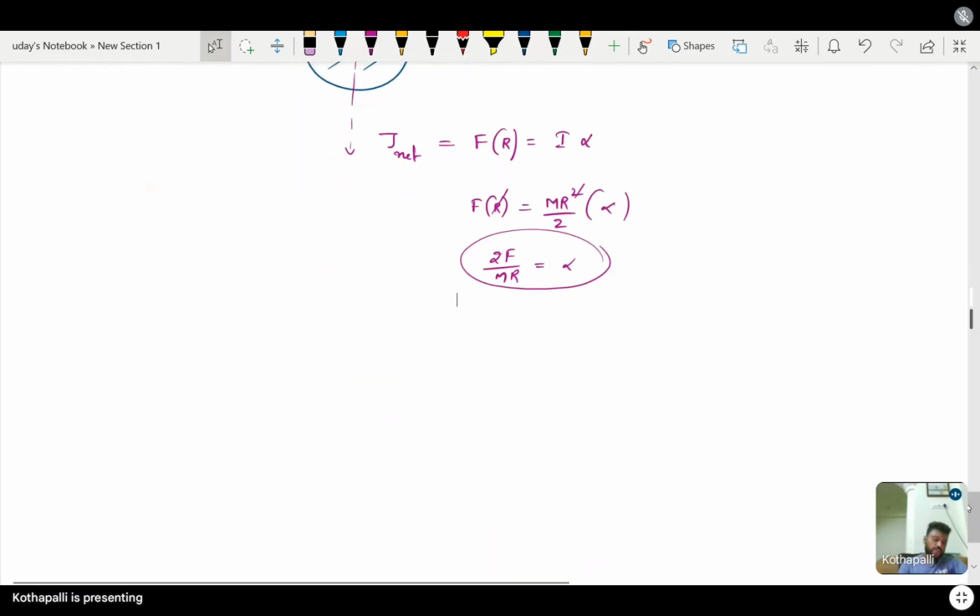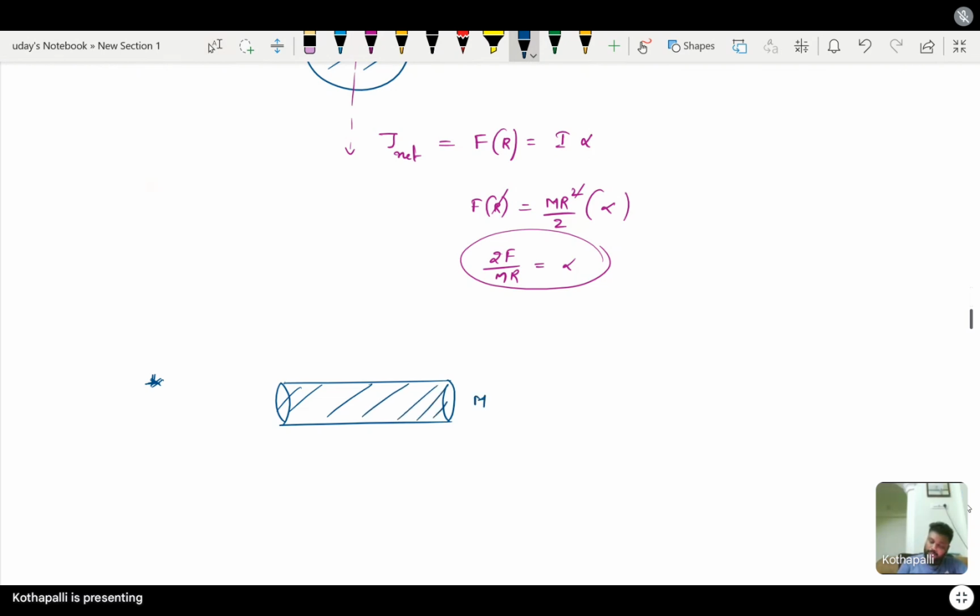One more example. There is a cylindrical body, a solid cylinder I am taking, of mass M and radius R, being supported with a string like this.